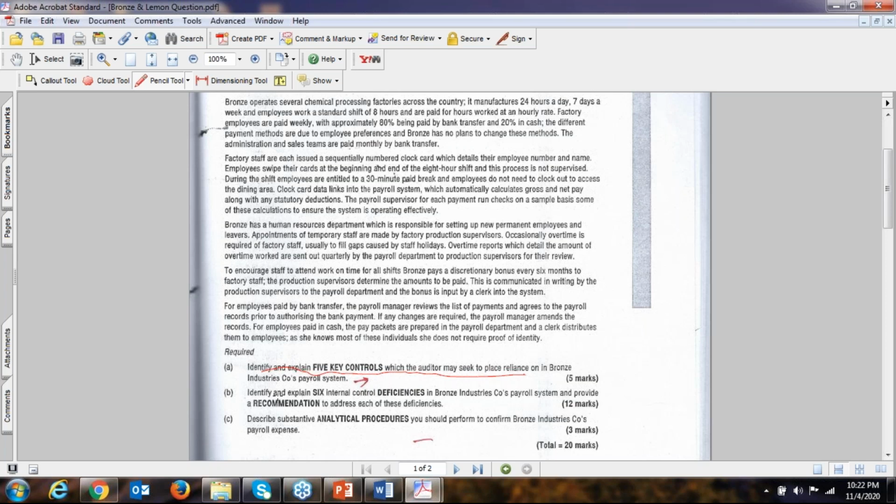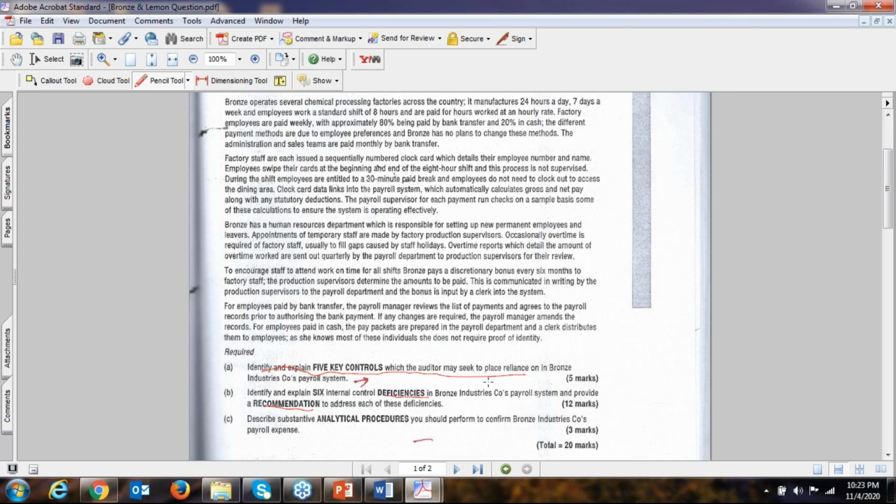And what is the B requirement? We will do only A and B requirements. C is not relevant yet because it is about the substantive procedures. Identify and explain 6 internal control deficiencies in the payroll system. So here you need to extract deficiencies from the question and provide a recommendation.